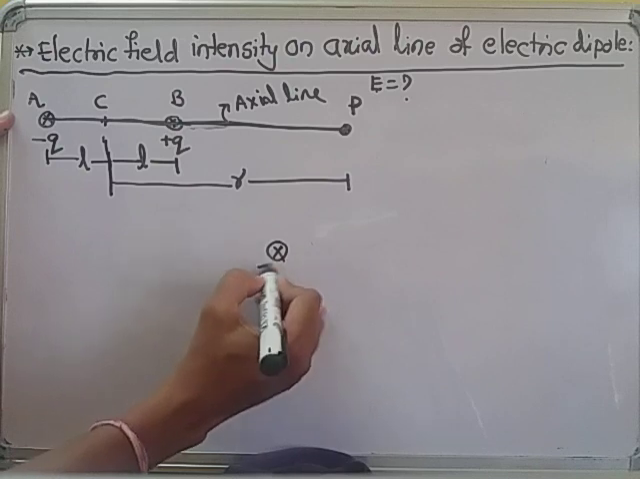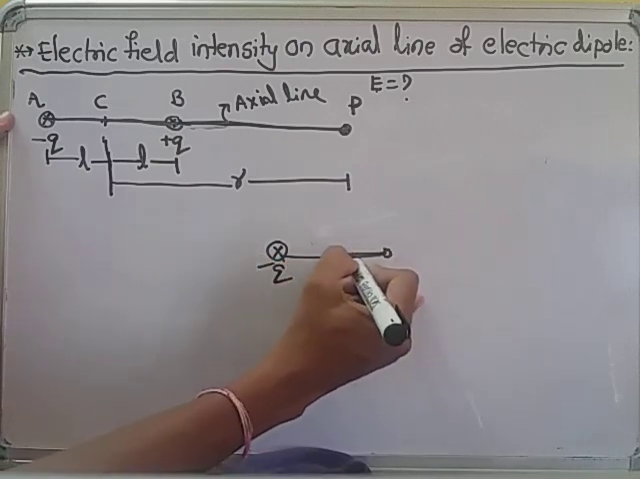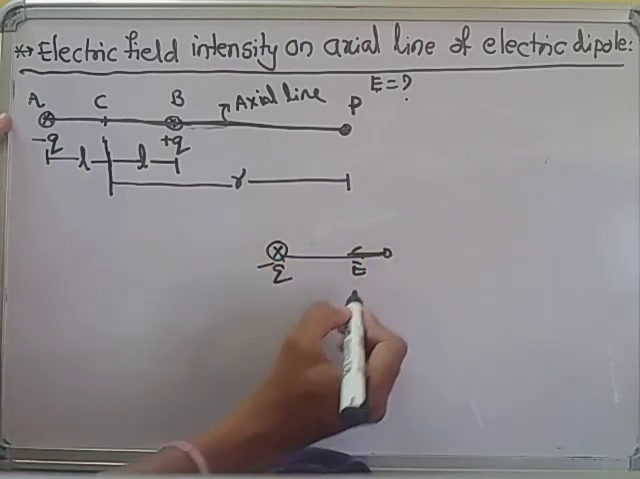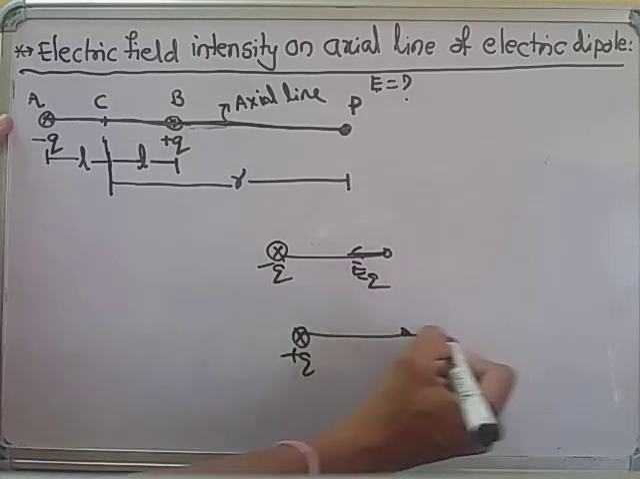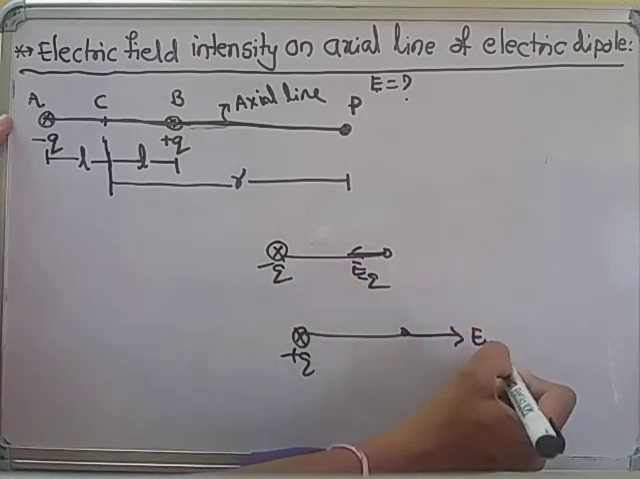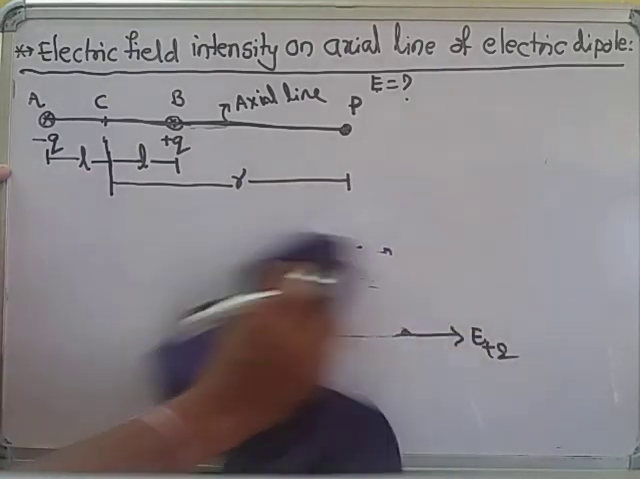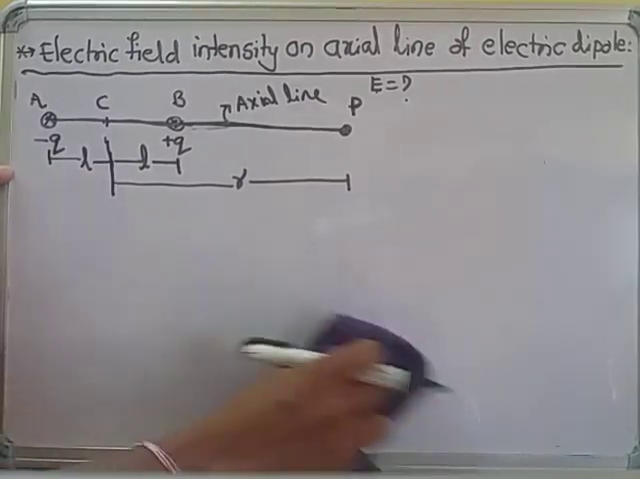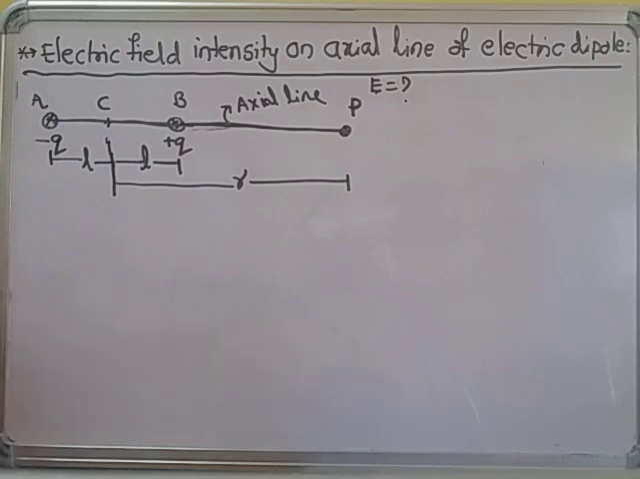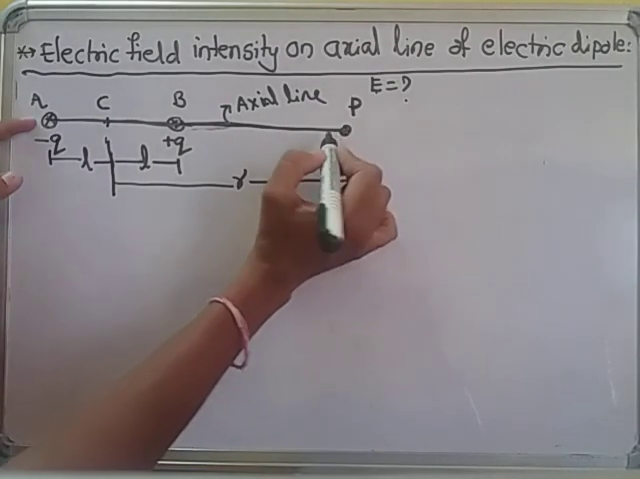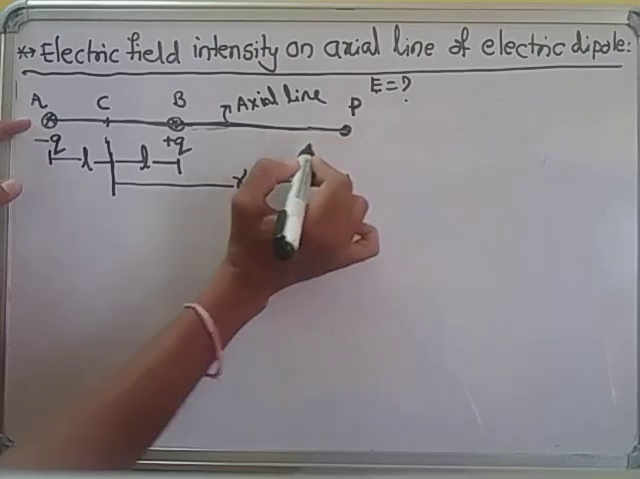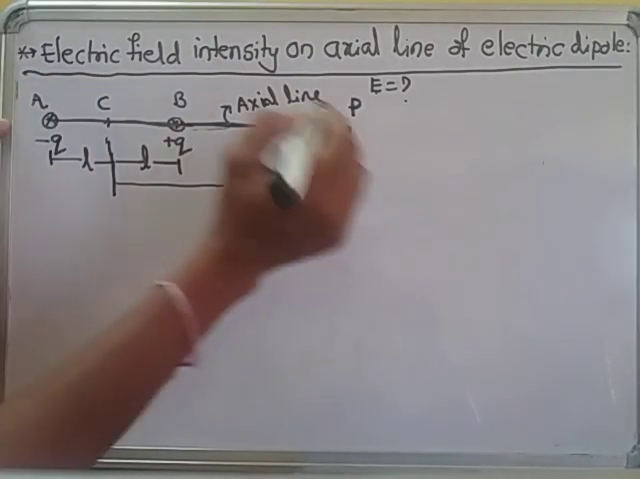We know due to negative charge the electric field is towards the negative charge, and due to positive charge the electric field is away from the positive charge. Already we know this one. The direction of the electric field is radially away from positive charge and towards negative charge. Then how to find out here? Electric field due to minus Q charge, left side or right side? Towards minus Q.